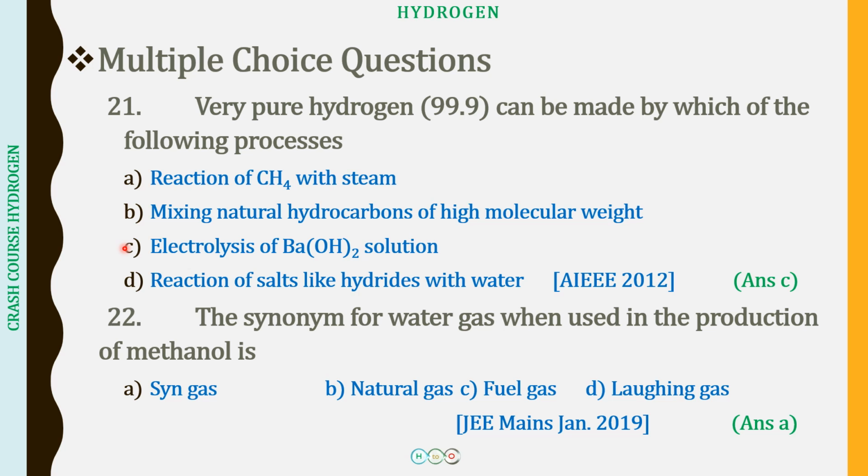So there is a slight amount of carbon dioxide dissolved in water. That can interfere with the electrolysis process, and we will not be getting very pure hydrogen. But if, rather than using potassium hydroxide or sodium hydroxide, we use barium hydroxide.